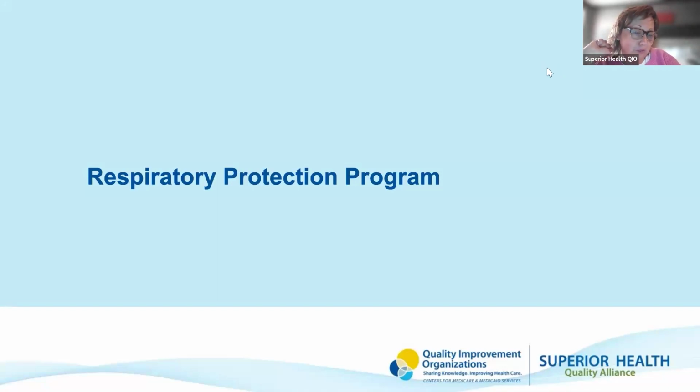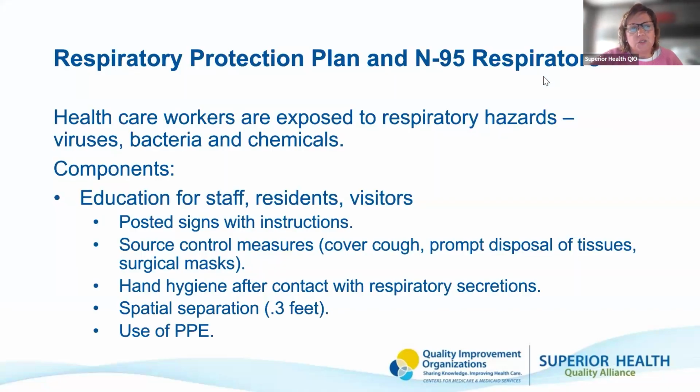So let's talk about respiratory protection programs. Let's talk about using those N95s and PAPRs. Healthcare workers are exposed to respiratory hazards: viruses, bacteria, and chemicals. Under F880, the components around respiratory protection are that we need to make sure that staff understand why. They need to be able to understand the signs and the instructions. They need to understand when source control is needed, why we use it, when we perform hand hygiene, and the spatial separation if we're doing some type of respiratory or isolation. And then the PPE used for respiratory protection and N95s.